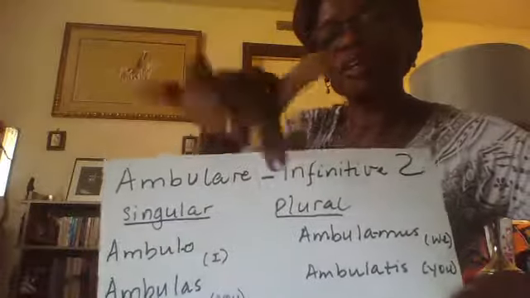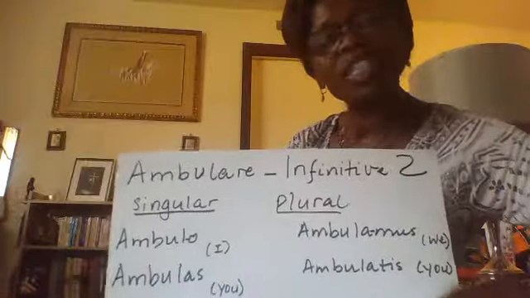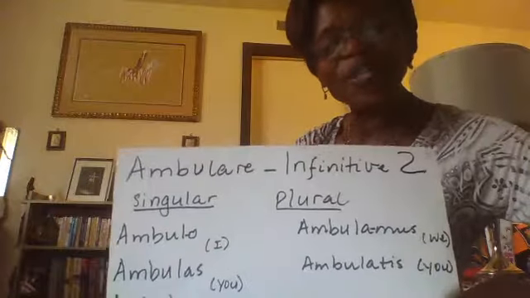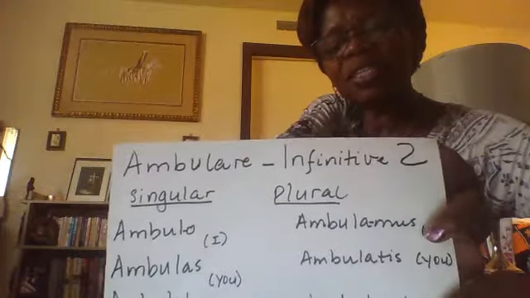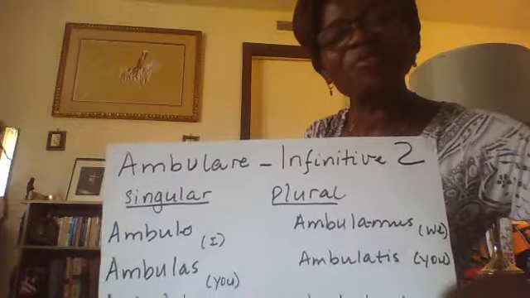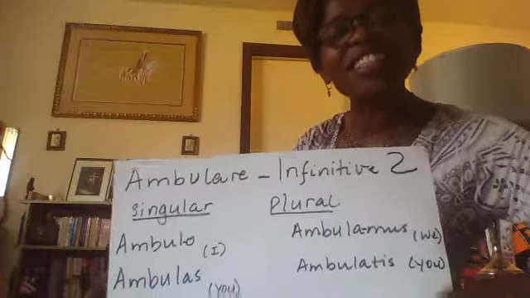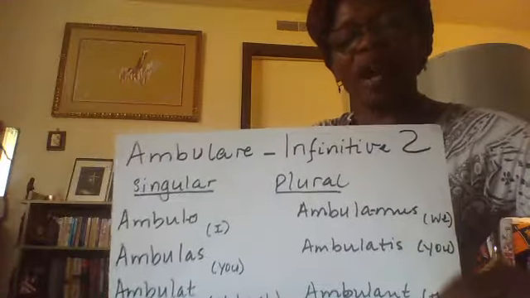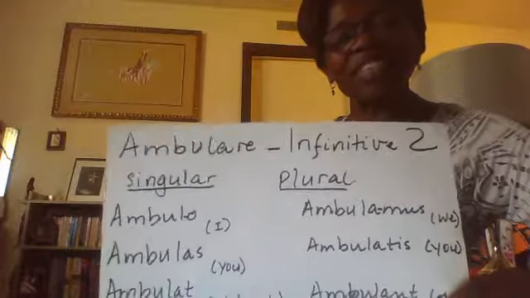Now, the plural. What happens if you are here with me and we want to tell somebody we are walking? We say ambulamus, we are walking. Notice that now we have the ending mus here. And then what if I'm talking to the class and they're asking me how we are getting to the park, and I tell them you are walking. That would be ambulatis. Ambulatis, that is the plural for the second person.